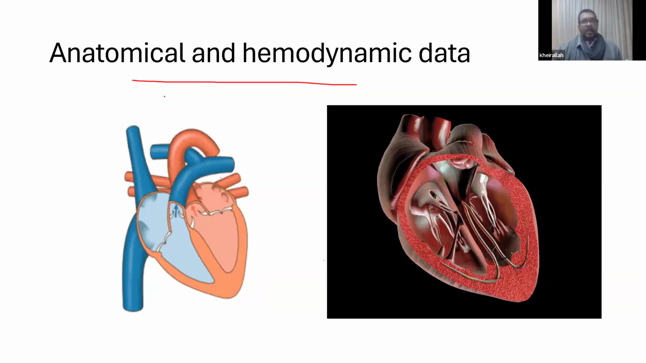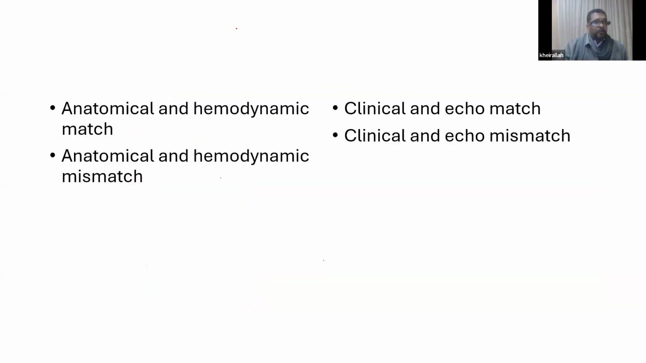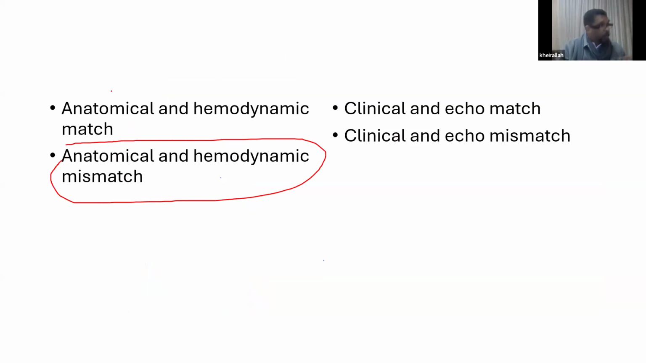But in echo, sometimes we have anatomical hemodynamic mismatch. And usually, I reassure you, most of the time what we get is a match, meaning the anatomy gives an idea and the hemodynamics gives the same idea. For example, the aortic valve is calcified with restricted opening and there is a high gradient. So there is anatomical hemodynamic match.